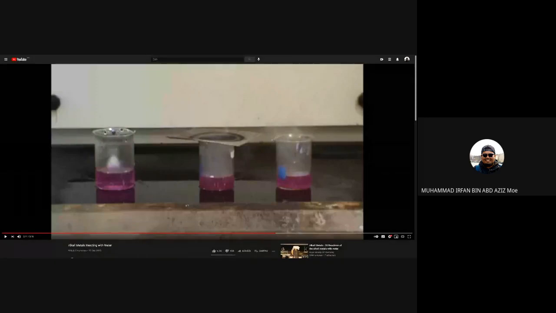In this experiment, they use phenolphthalein. Okay, phenolphthalein, the color changes. If it is neutral or acidic, it will be colorless. But if it is alkaline, it will turn into purple. So in this experiment, the pH changes.